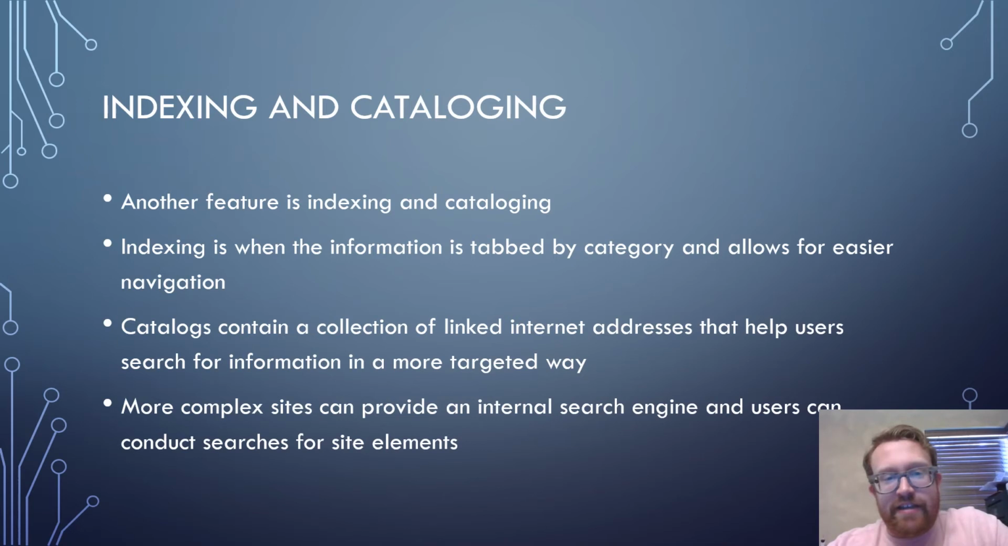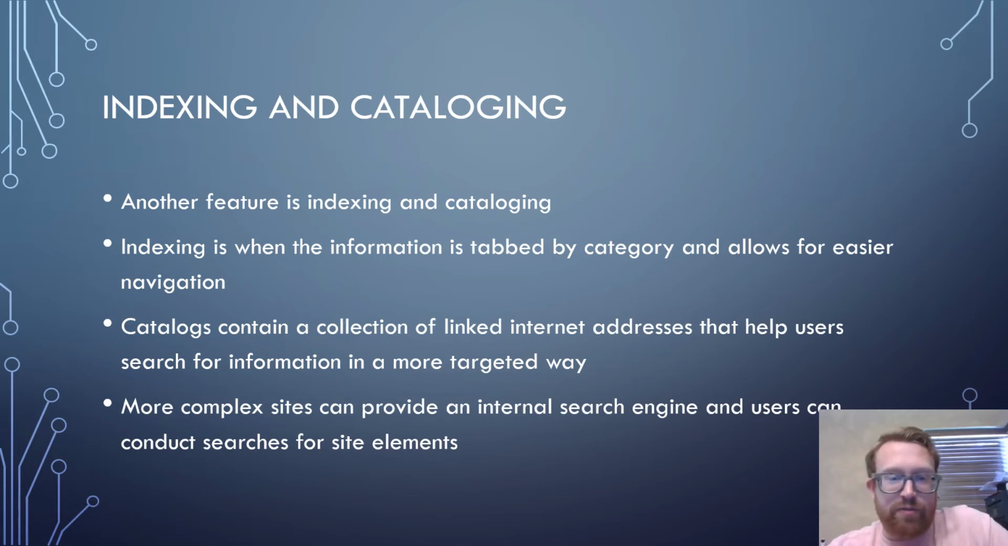Lastly is indexing and cataloging. This is another feature for databases. Indexing is when the information is essentially tabbed and sorted by category, and it allows for easier navigation. Indexing is essentially that, it's categorized and you can search. Think of an index in a book. It's labeled by the different categories, and then you could find what you need based upon that. Same thing works with a database. You can search by different categories directly.